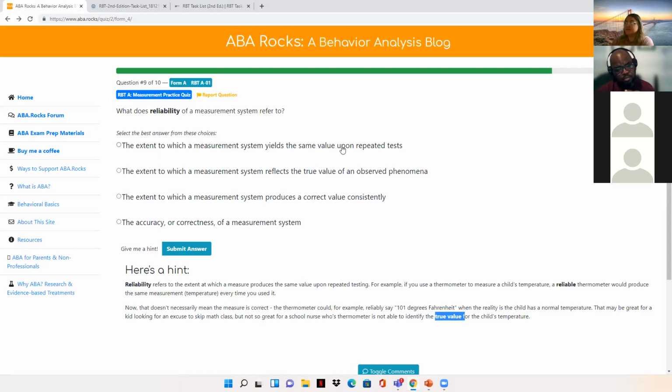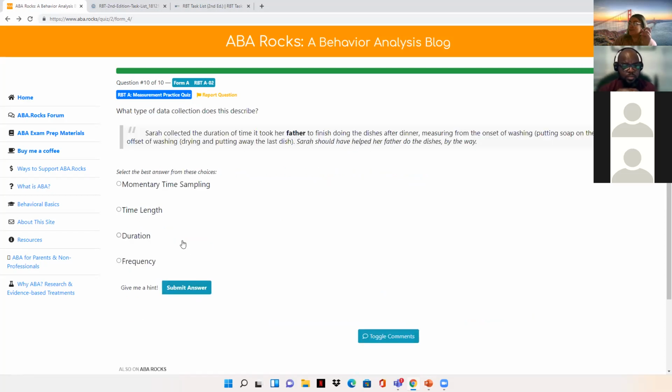The same value upon repeated test. I think A. What do you guys think? Yeah, I think A too. A sounds better than B. Ooh, I thought we were gonna get it wrong. That would have been bad. That's one thing I really need to work on, like the reliability, validity, and the third one.